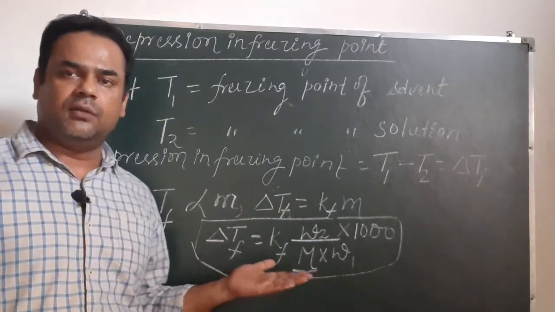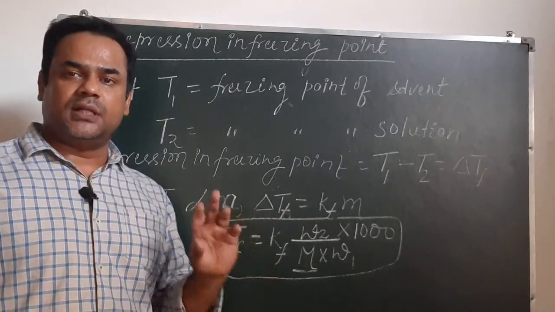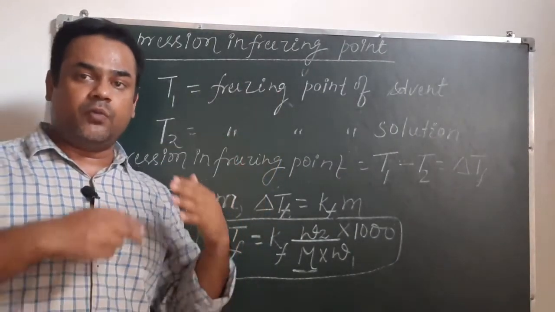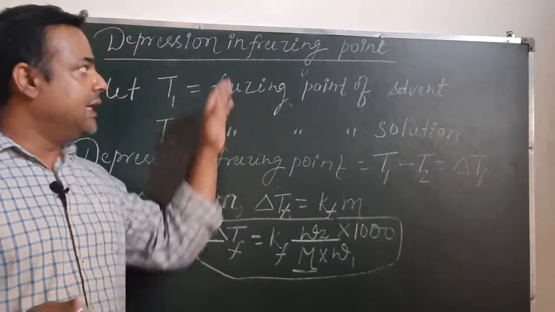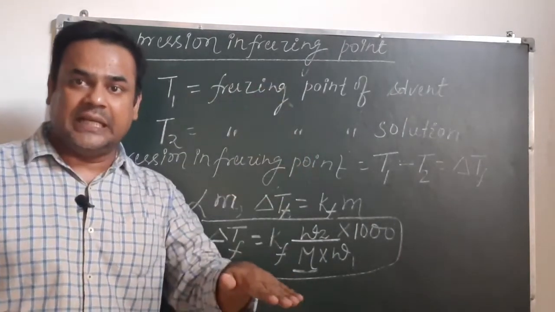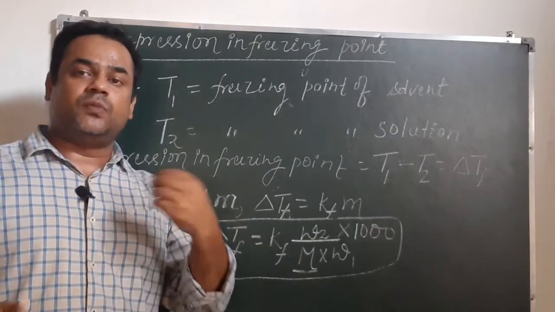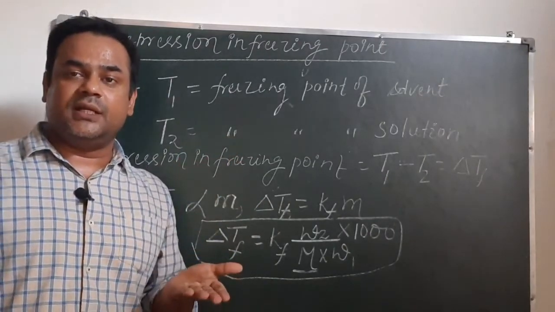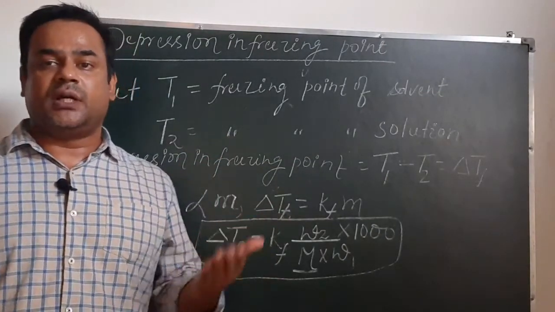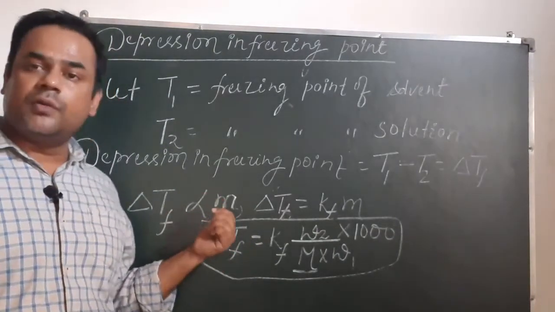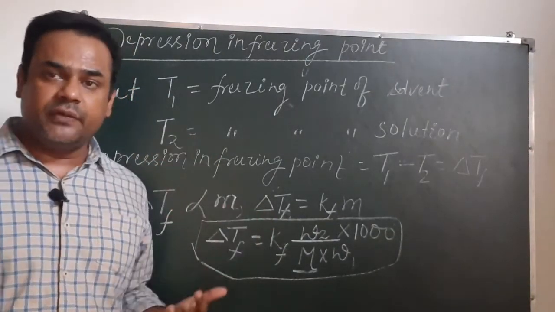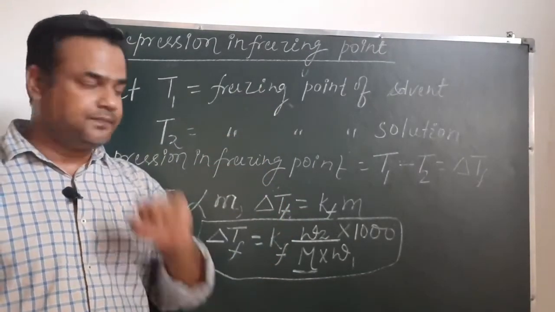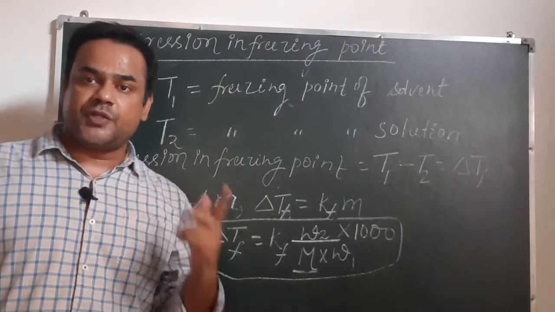So it is similar to that. All the mathematical formulations are the same, only the concepts are different. In case of elevation, the boiling point was increasing, but in case of depression, the freezing point is decreasing. In the case of boiling, when we added impurity into pure solvent, the boiling point was rising. From 100 degrees Celsius, it will become 101, 102, 103, 104, depending upon the amount of solute added. But in case of depression in freezing point, when you add solute into pure solvent, its freezing point will go down. And that's why this is called depression in freezing point.